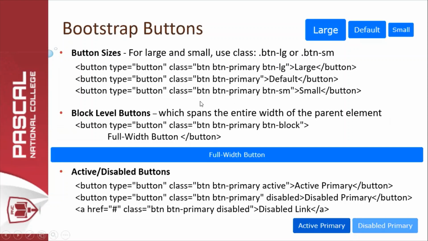Similarly, if you want to cover the whole width of your page, then you just need to use a block level button. So btn-block is the class you need to use. Similarly, if you want to show your button as an active button or a disabled button, you just need to use the classes active and disabled. Btn-primary, we have already used.